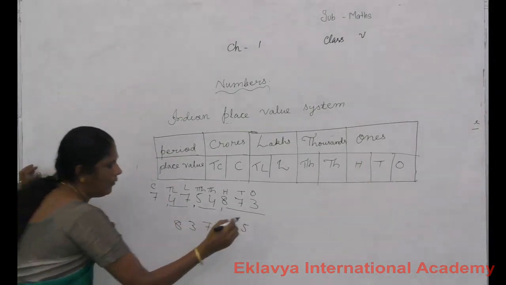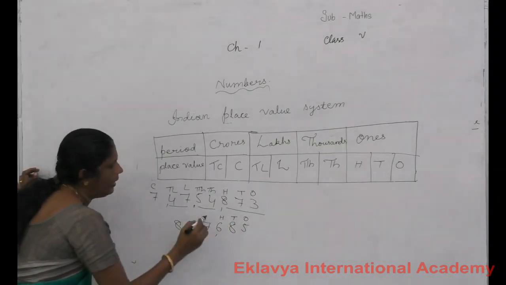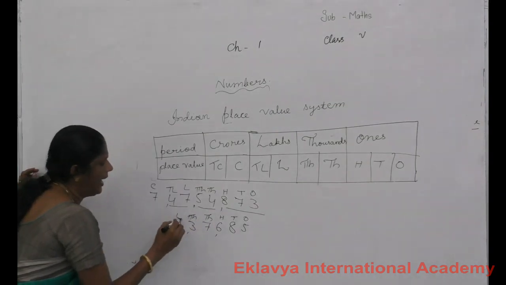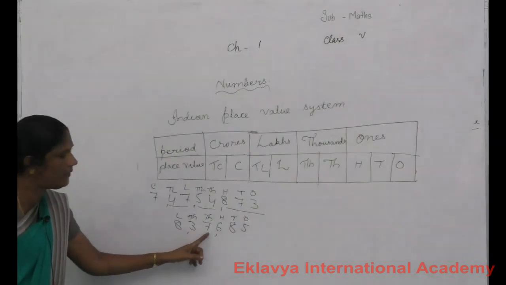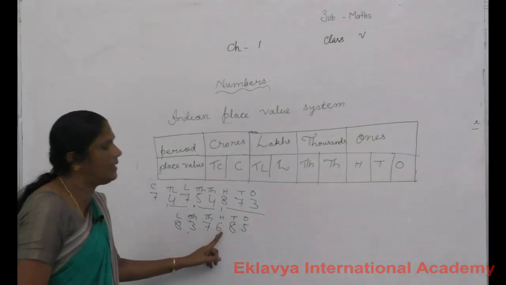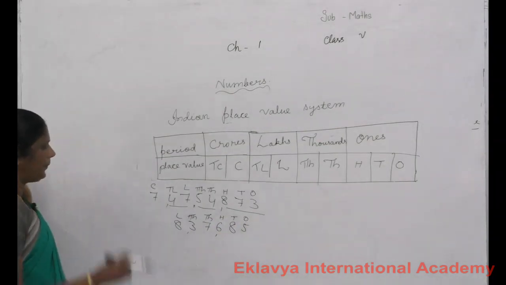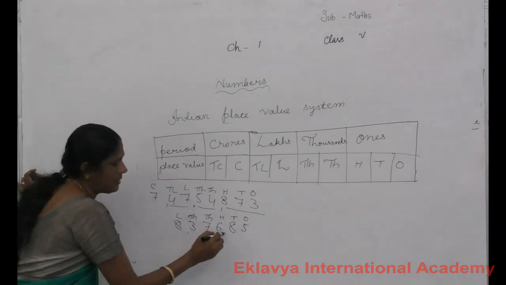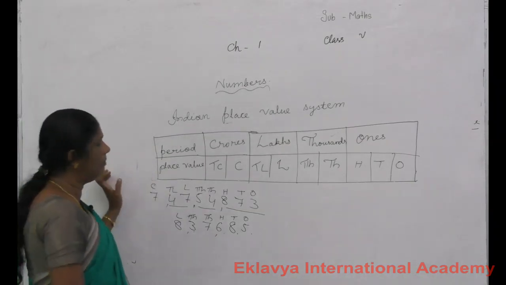First you write ones, tens, 100, then comma, 1000, 10,000, then comma, lakh. Then read 8 lakh 37,685. 8 crore 8 lakh 37,685. Then how to write the number?